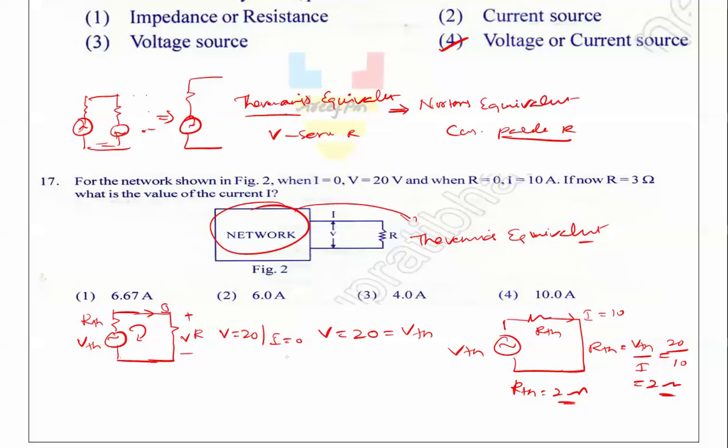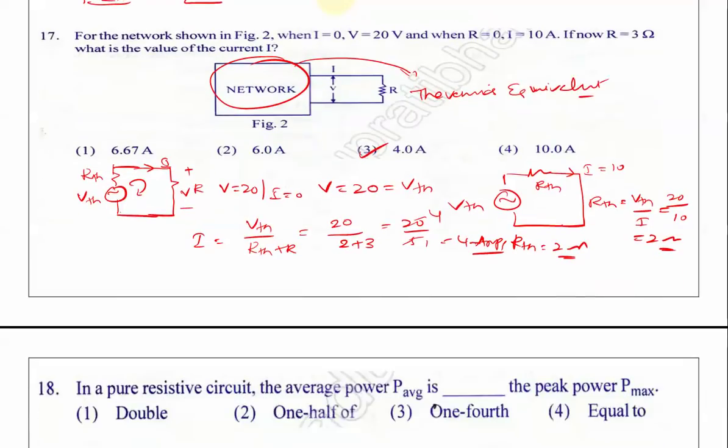When R is equal to 3, what is the current? Now we will add these two circuits. I is equal to VTH divided by RTH plus R. So VTH is 20, RTH is 2, plus the added resistance of 3 ohms. So 20 by 5, which is equal to 4 amps. So 4 amps is the right answer. Next question.